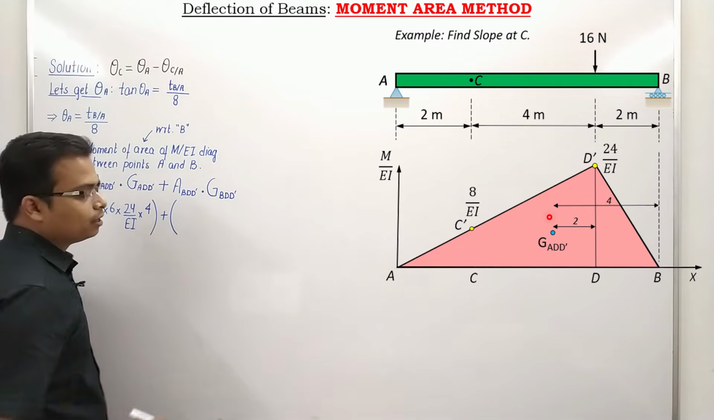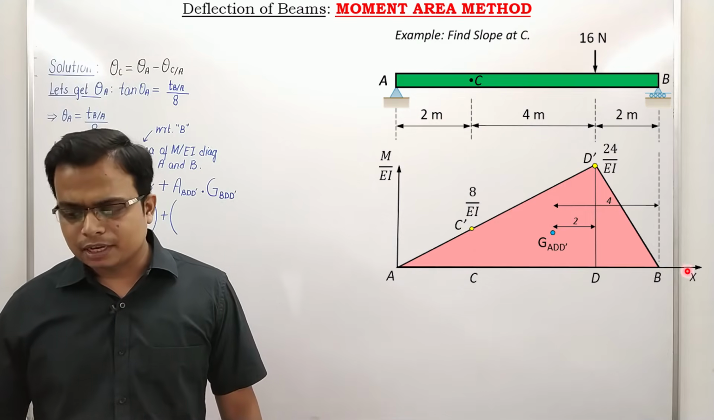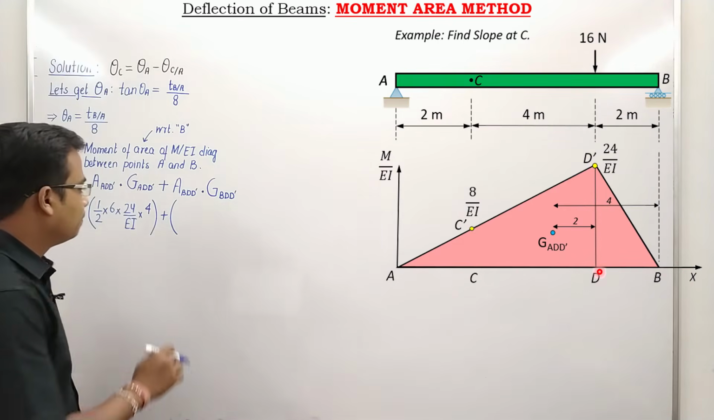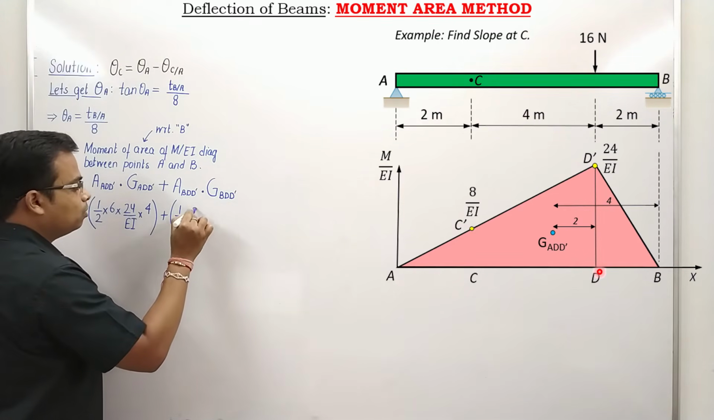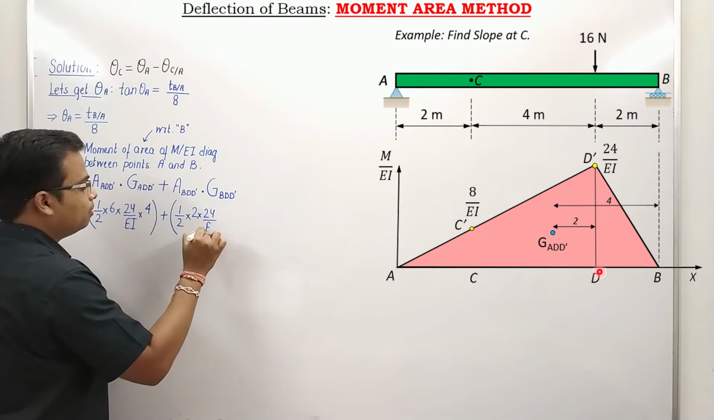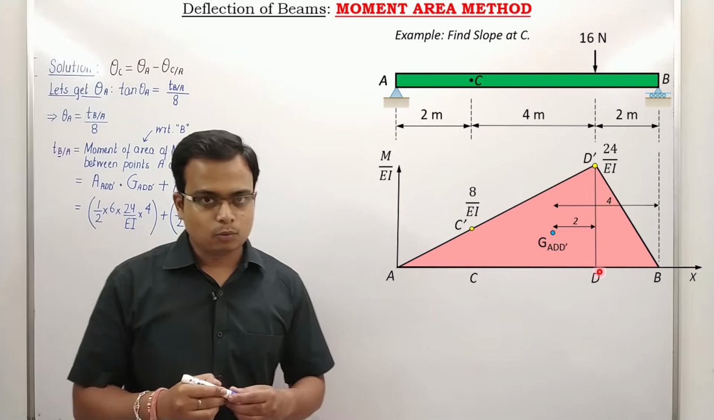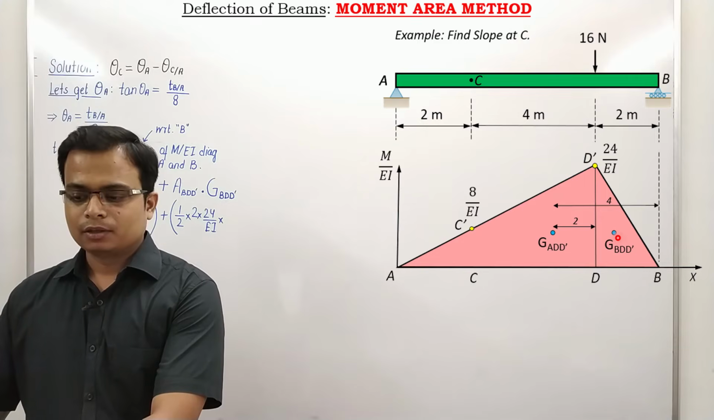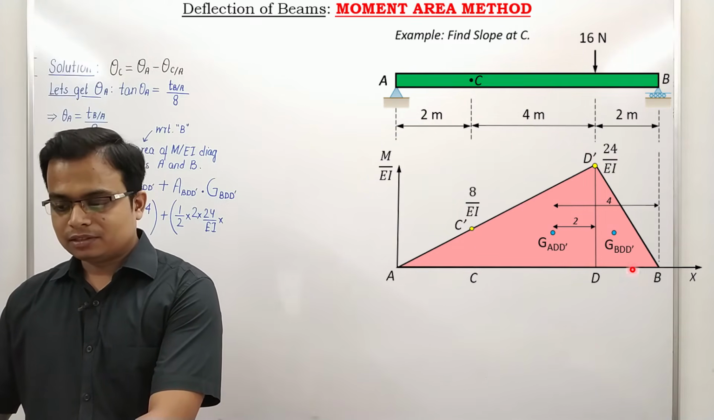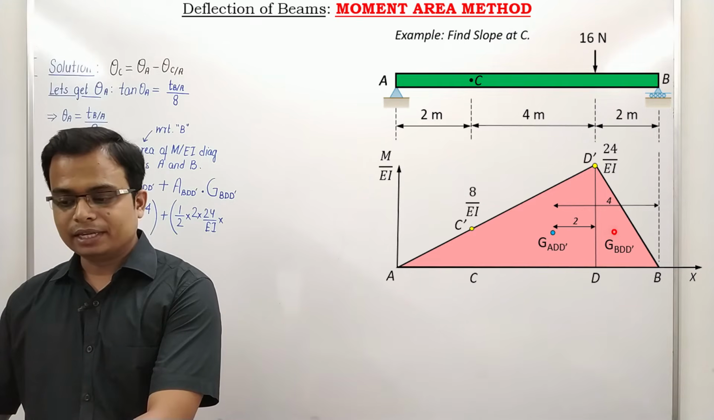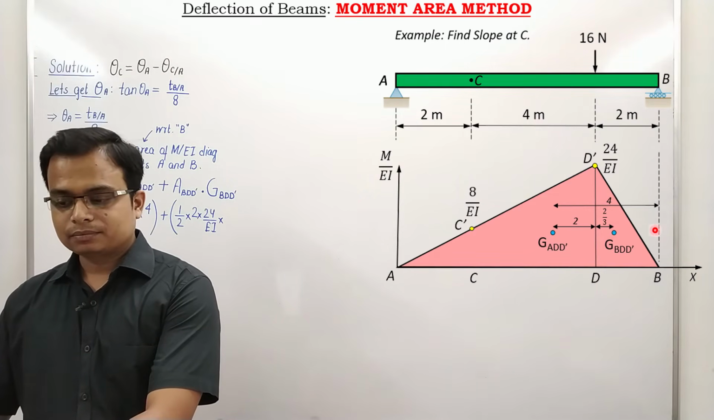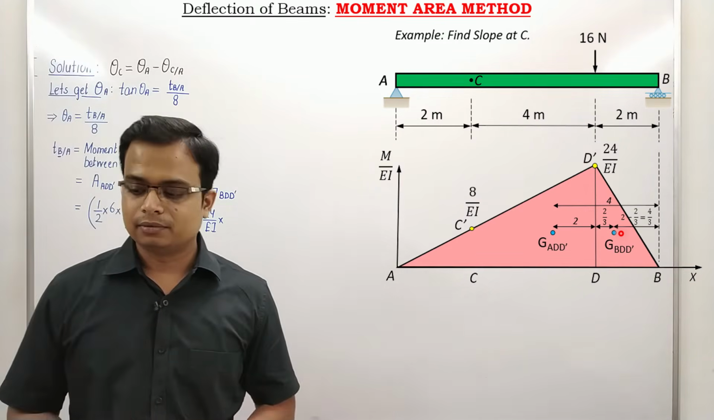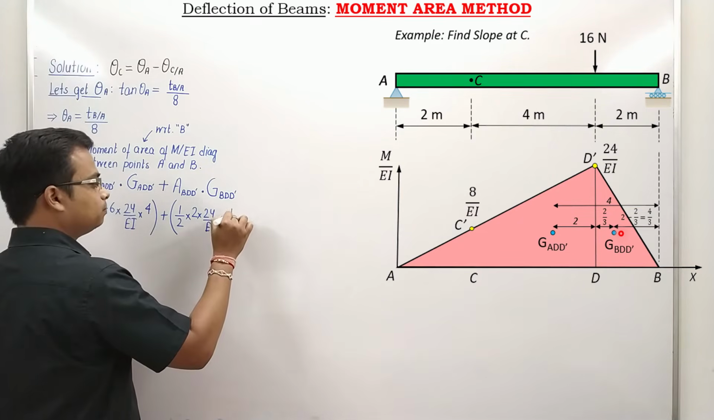Plus again an area. Now we need the area BDD'. This is half of base, that is 2, height is 24 upon EI, multiplied by the location of its centroid. Again B by 3, same concept. The centroid is going to be somewhere here. If the base is 2, B by 3 is 2 by 3. The remaining distance is 2 minus 2 by 3, which is 4 by 3. And that's done. Isn't this simple?